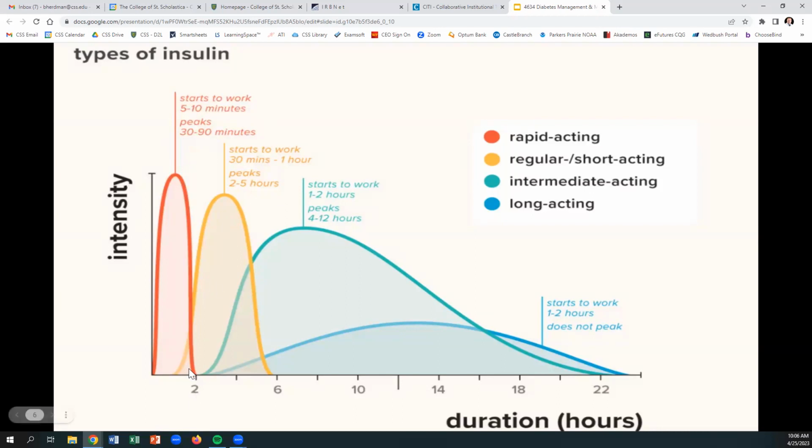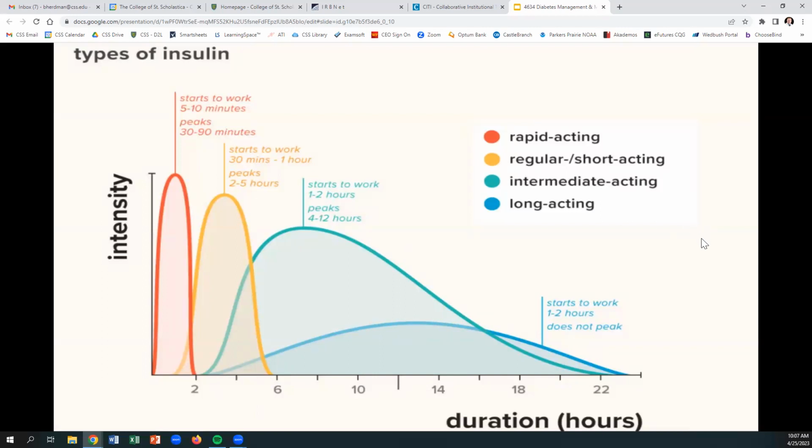Okay. And you can see with the regular short-acting insulin, it's a little bit longer, but there still is a definite peak. You can see with the intermediate-acting insulin, it's a little bit longer yet, but there's still a definite peak. But when you look here at the long-acting insulin, it's really stretched out over the course of the entire day, and there really is no peak. It's just kind of a hump here, right? There really is no definite peak.